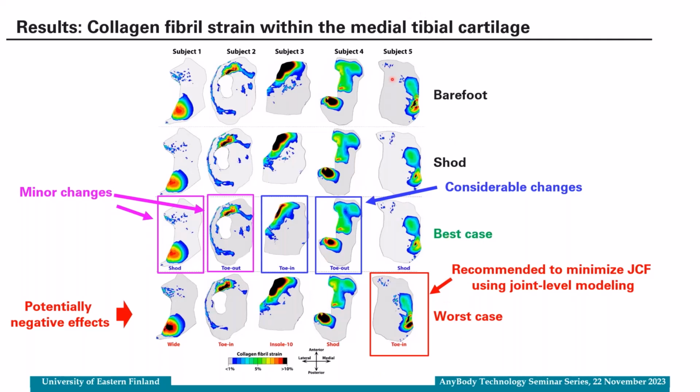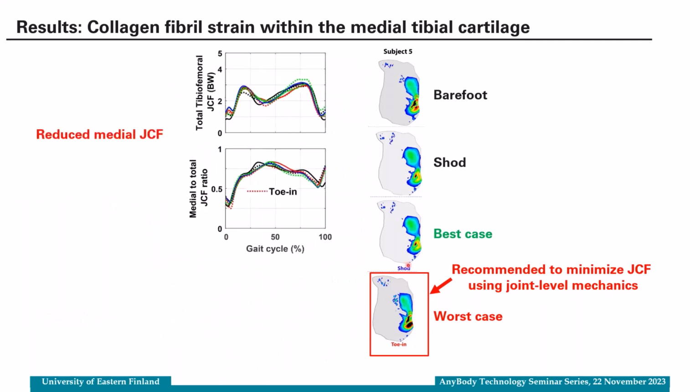For example, here on subject 5, if we use just the joint level mechanics, the toe in gait modification, as shown here, showed that it could minimize the joint total contact force, as well as it could minimize the medial to total ratio of the joint contact force, which means it would be the best case gait modification to minimize the contact force at the tibial cartilage. But when we looked at the tissue mechanics, here collagen fibril strain, this was indeed the worst case scenario, which then led to the maximum tissue mechanics on the tibial cartilage.